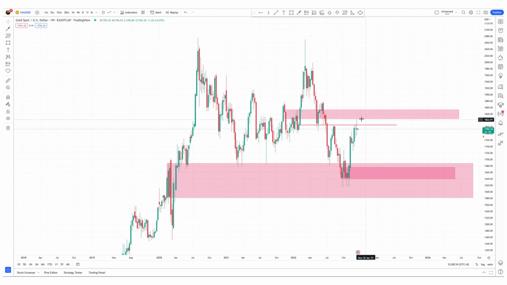So remember, red box is the weekly time frame. We want to be trading in the weekly time frame because weekly and daily is the key area where we should be targeting for the buy or the sell.